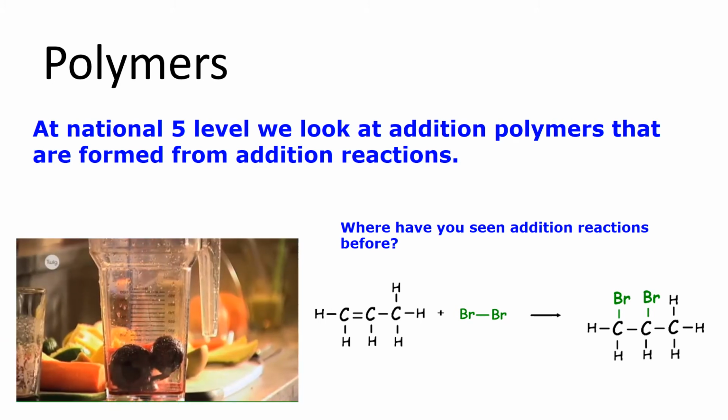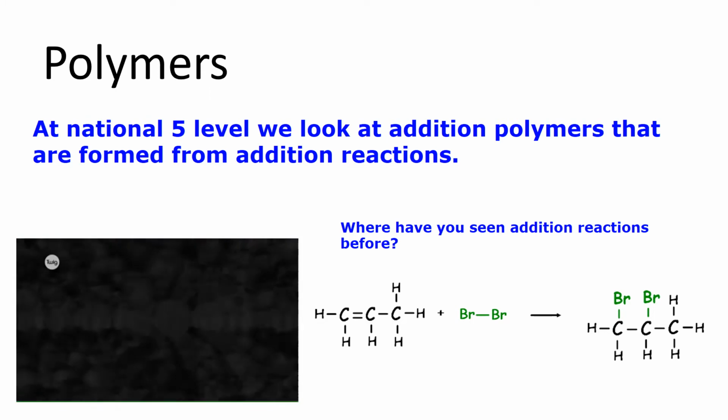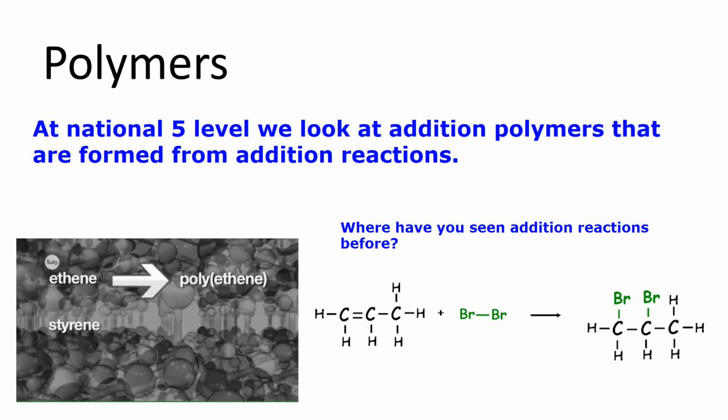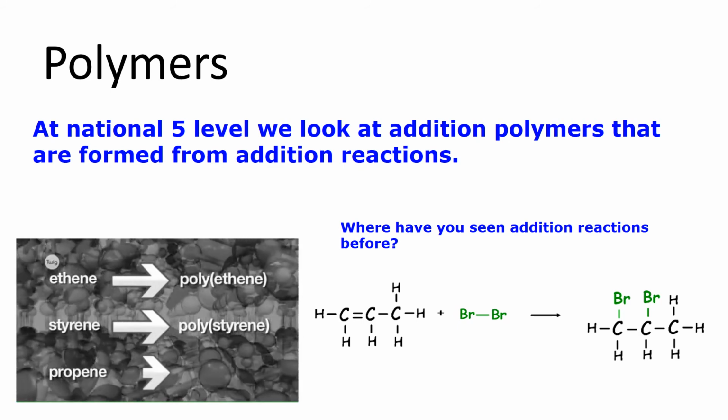Plastics often take their name from their component monomers. So ethene becomes polyethene or polythene. Similarly, styrene becomes polystyrene, and propene becomes polypropene.